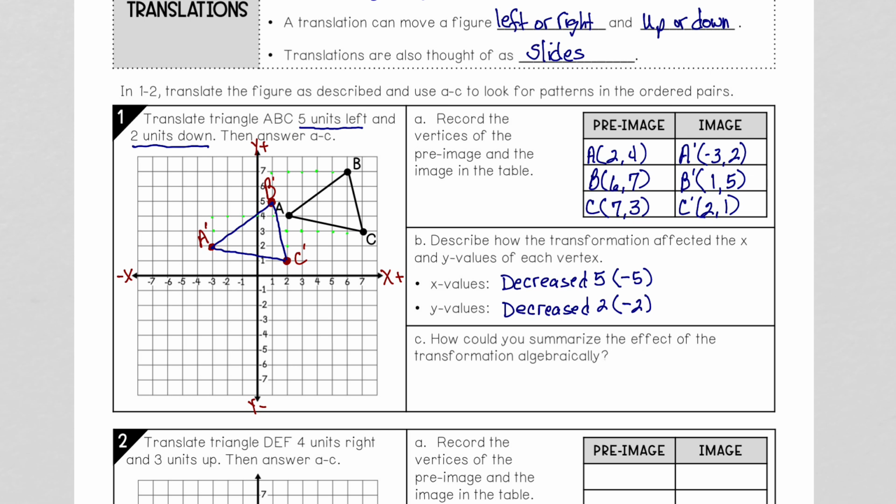Now, the way we summarize the effect algebraically is our x and y coordinate transforms, and we use the little arrow, to x - 5, y - 2.